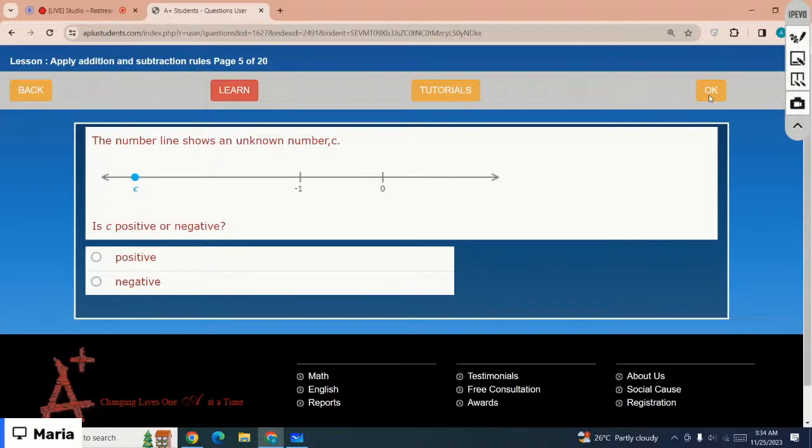The number line shows an unknown number c. Is c positive or negative? Yes, it is negative, right? Very good.